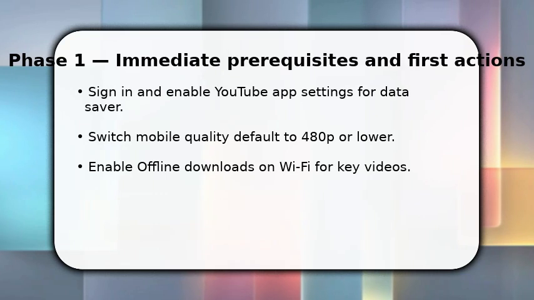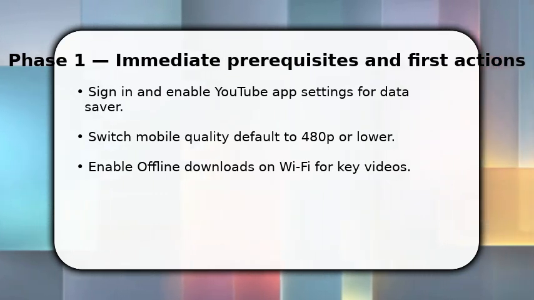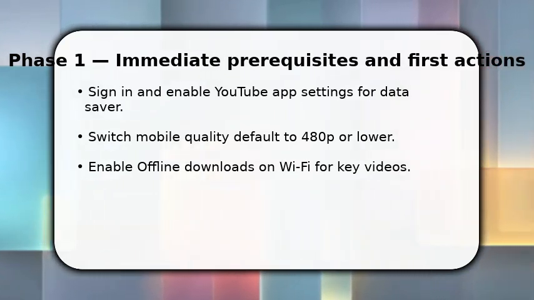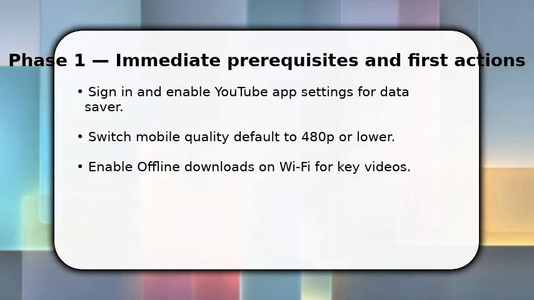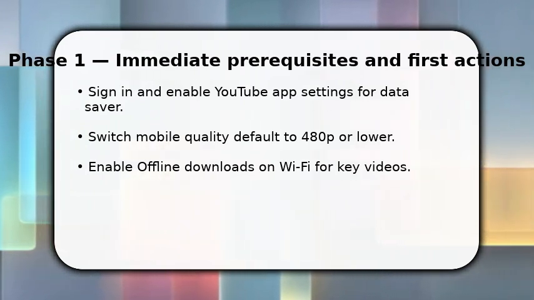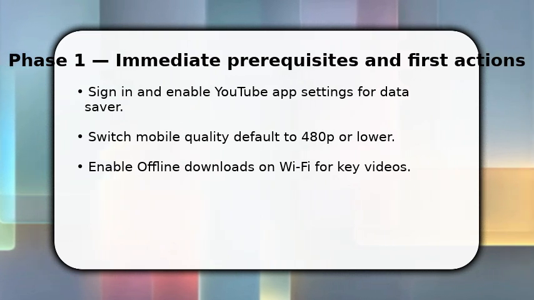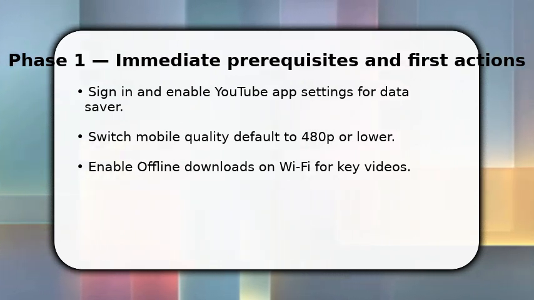You start by opening the YouTube app and signing in so your preferences sync across devices. Next, go to Settings and set mobile data usage to limit mobile data or choose 480p default. This reduces streaming bitrates without drastic quality loss.